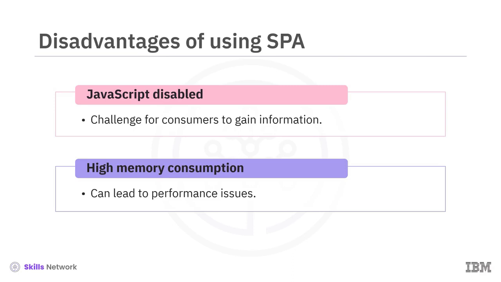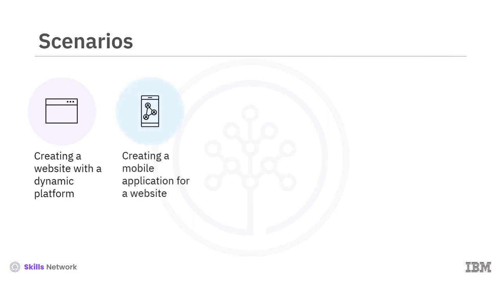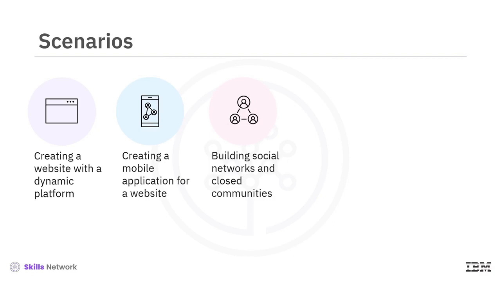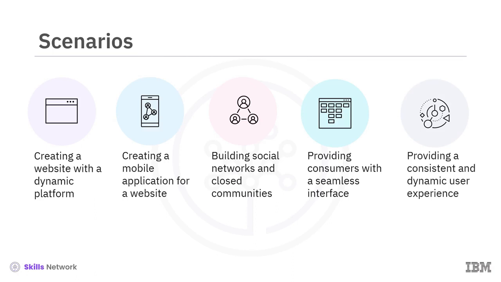Now that you understand the advantages and disadvantages of SPA, let us go through 5 scenarios in which SPAs are most useful. These are users seeking to create a website with a dynamic platform and less data volume, users seeking to create a mobile application for their website, building social networks and closed communities as they require minimal SEO, users seeking to provide their consumers with a seamless interface, users seeking to provide a consistent and dynamic user experience for various devices, browsers, and operating systems.